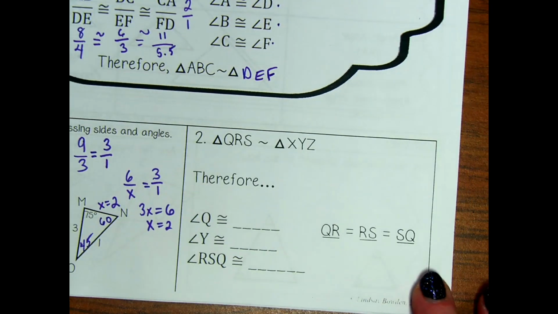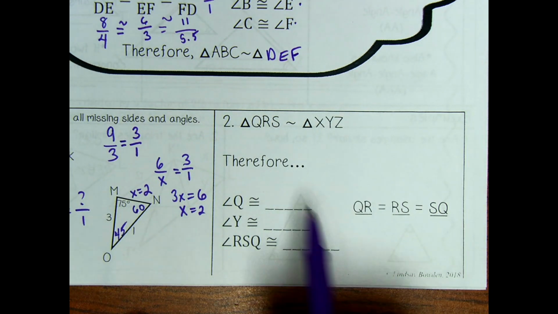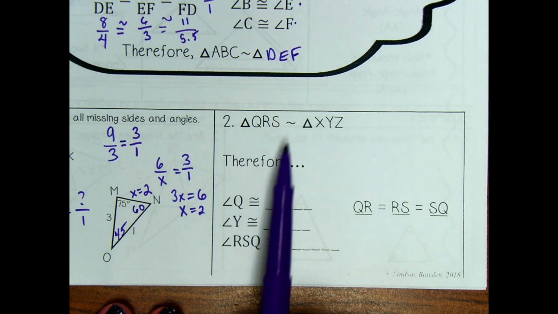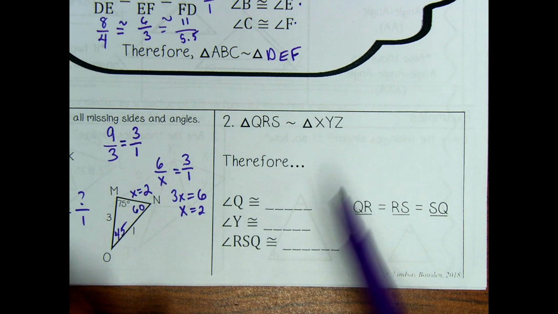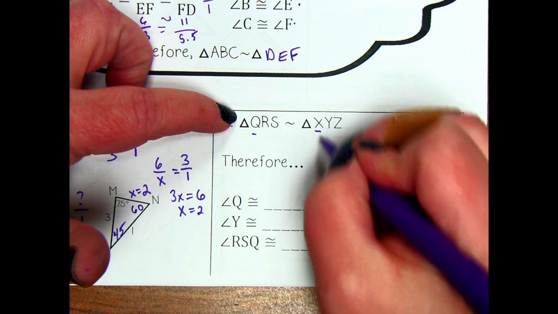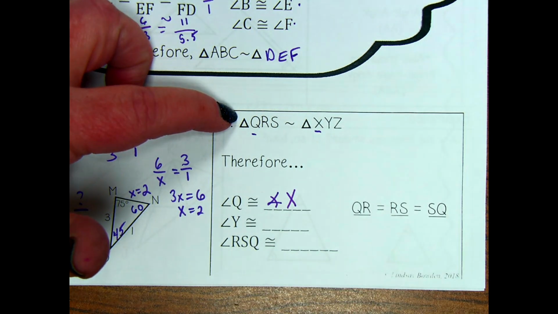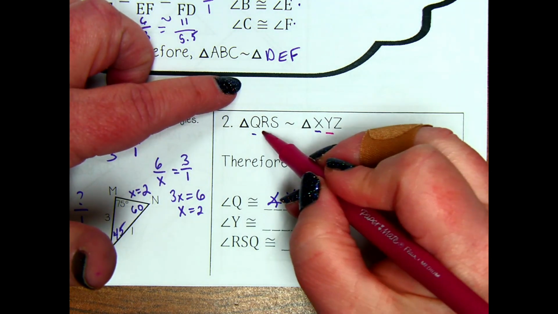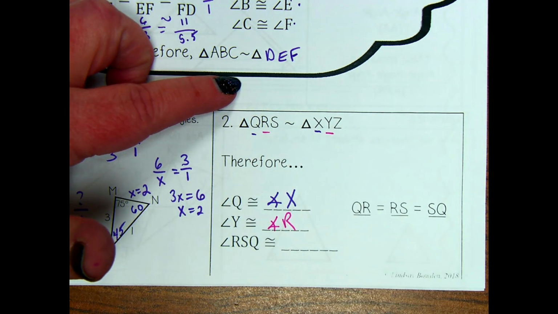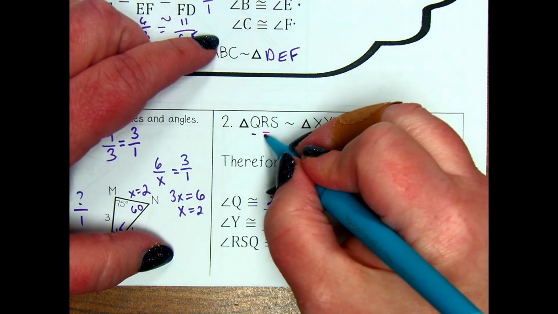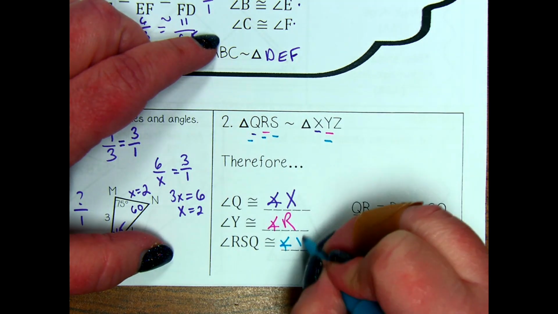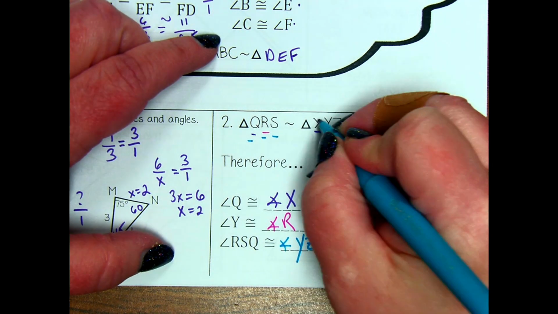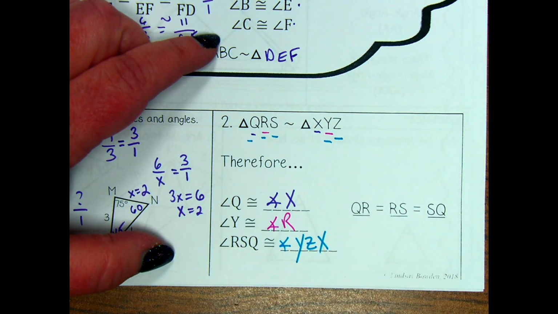Now, if I look at example 2, it's telling me that triangle QRS is similar to triangle XYZ. And it says therefore, and therefore just means what conclusions can I draw? Well, therefore, angle Q is going to be congruent to angle X. And angle Y is going to be congruent to angle R. And angle RSQ would be congruent to angle YZX because they are in the same location.